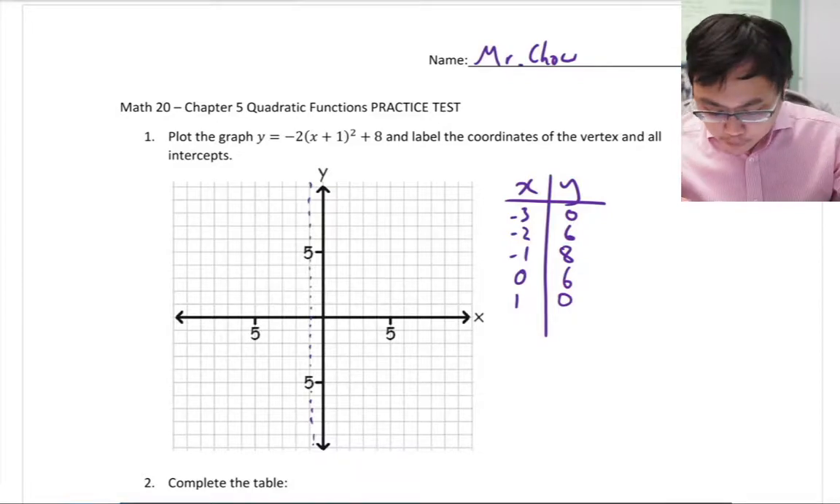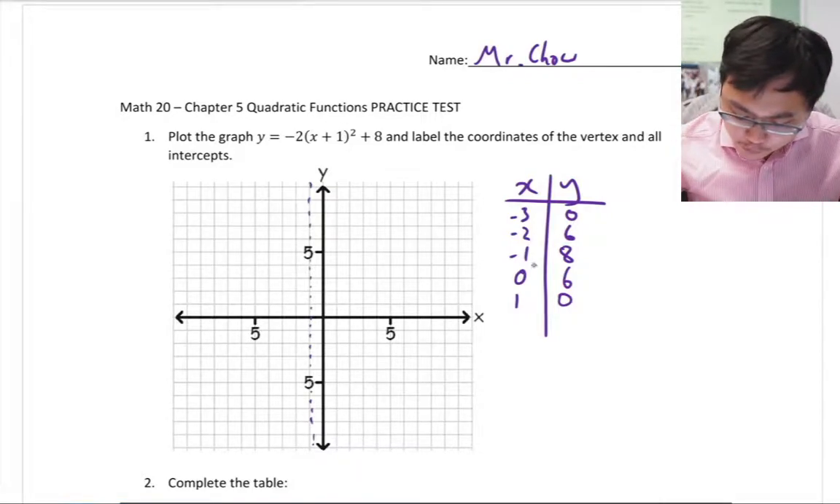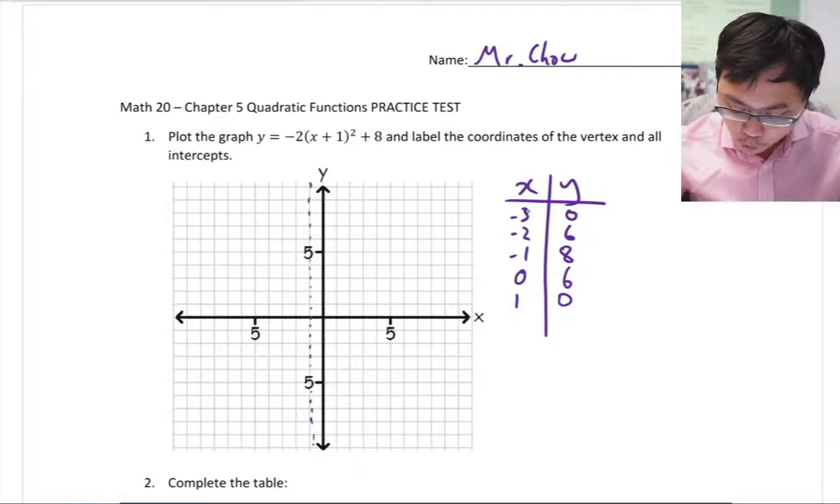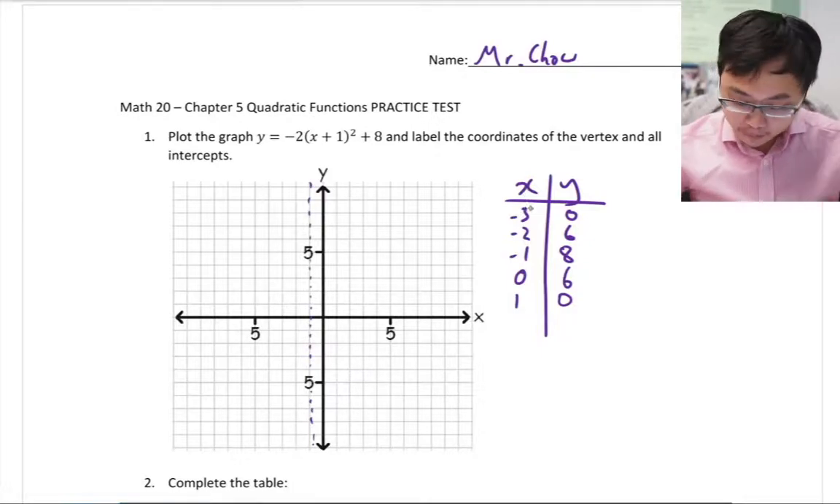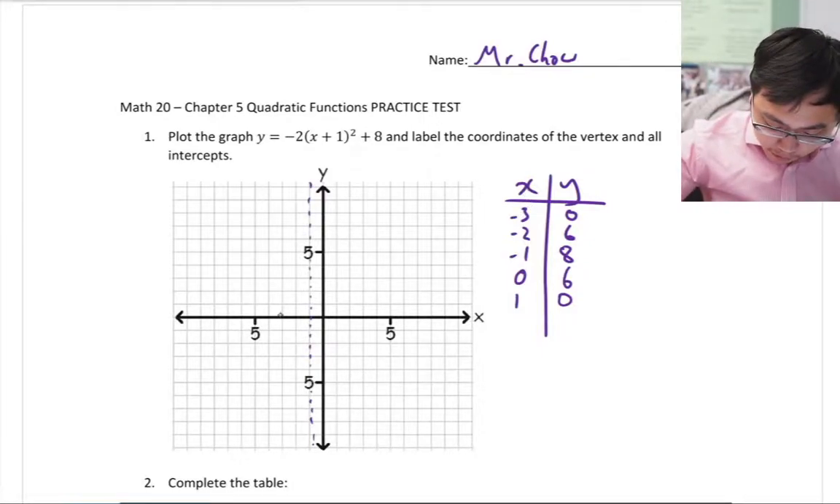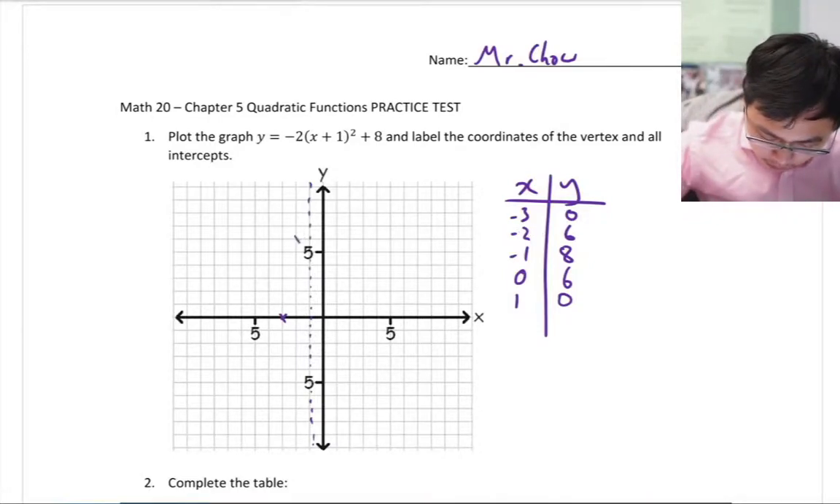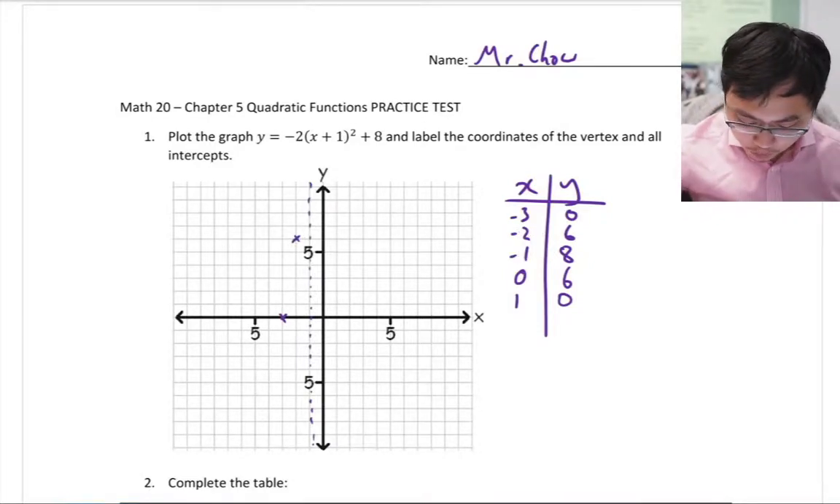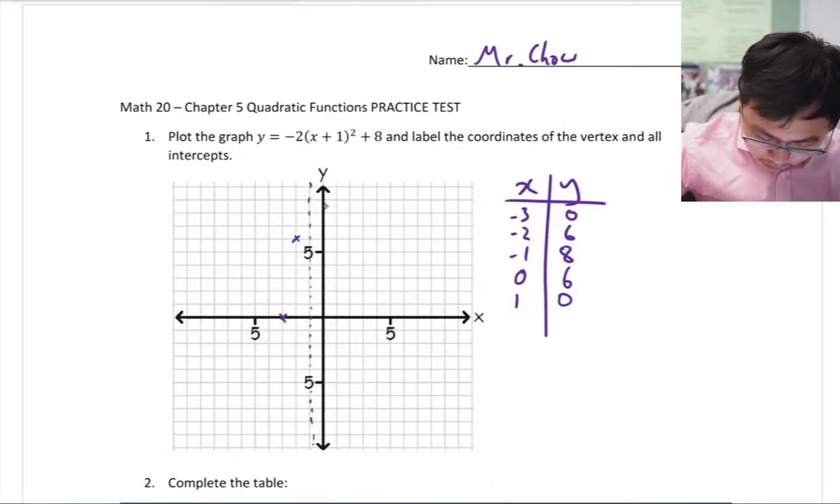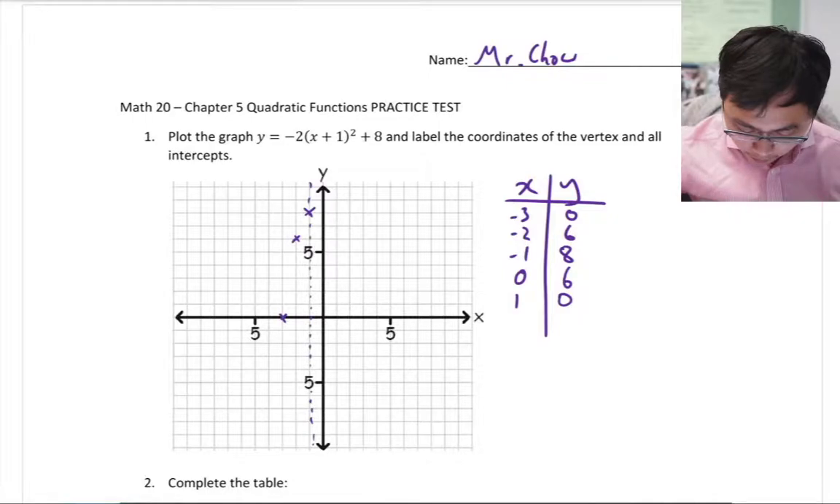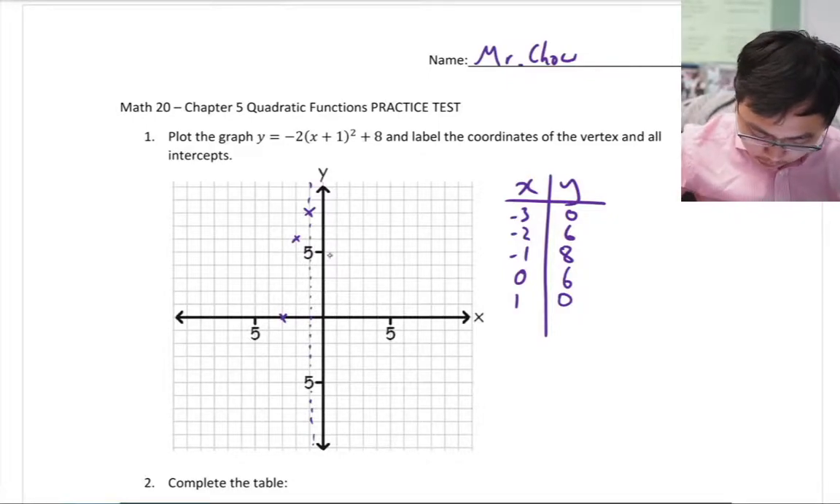So once you figure out all the numbers, then you're going to plug in all of these as coordinates. So for example, -3, 0, I'm going to plot a point over there. Then I have -2, 6, which is here. And then I have -1, 8, which is 5, 6, 7, 8 there. And then we have 0, 6, and then 1, 0 again.